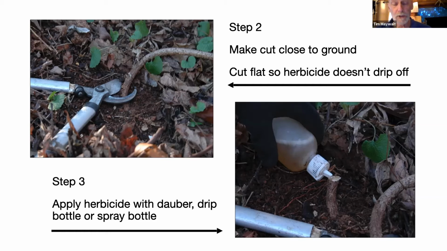If you're an herbicide user, you make the cut once, and you can see here in the photo on the lower right, you make the cut flat like a tabletop, parallel with the sky, and you drip on or daub on or spray on just a little tiny bit of herbicide. You cut it flat so it won't drip off, and it kills the roots, and it will not grow back. Okay, next.